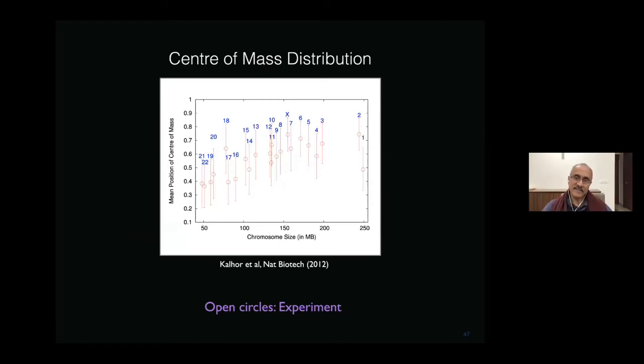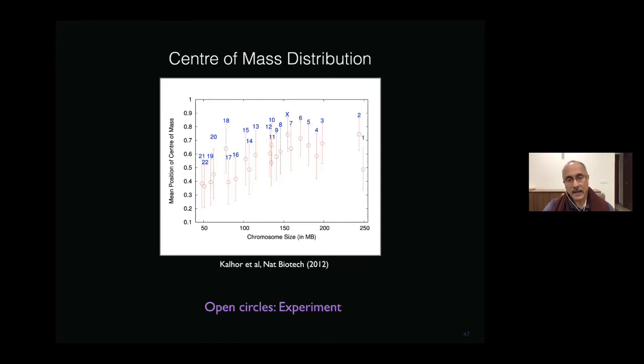Finally, this is the center of mass distribution. Each of these points with their error bars tells you the mean position of the center of mass, where the y-axis runs from the center of the nucleus to the periphery of the nucleus. The x-axis is chromosome size. So this is the very weak correlation with chromosome size that I showed you about earlier. With a model like this, I can do exactly the same calculation. I can look at the center of mass of each of my chromosomes 1, 2, 3, 4, right up to 22, 23.